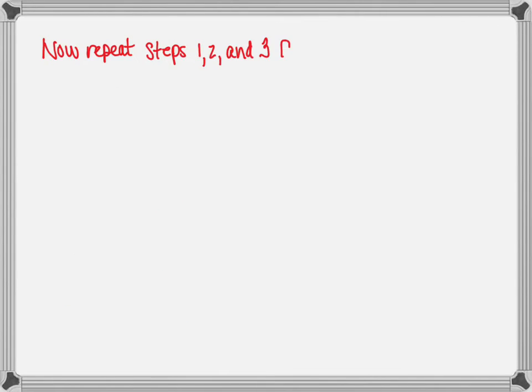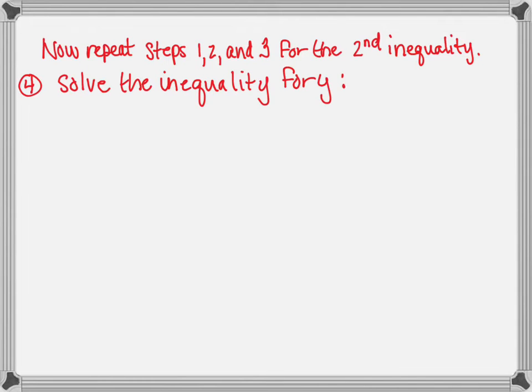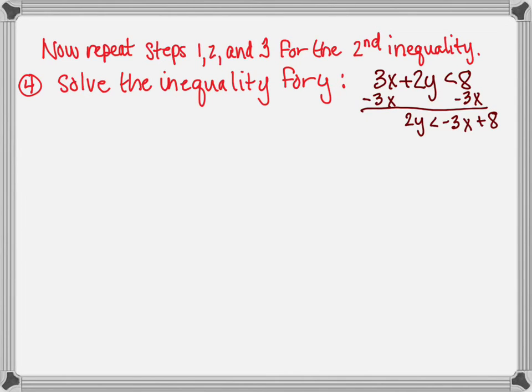Okay, now we'll repeat those first 3 steps for the second inequality. And if we had a third or fourth inequality, we would continue to do it for those as well. So step 4, solve the inequality for y. So this time our second inequality is 3x plus 2y is less than 8. So getting y by itself, let's subtract 3x from both sides. We're left with 2y is less than negative 3x plus 8. Let's divide everything by 2. And I have y is less than negative 3/2 x plus 4.